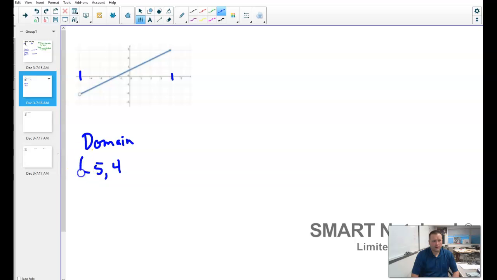This one has an open dot on it, so I'm going parentheses here. This one has a closed dot, so I'm going bracket there. That would be my interval notation. If I wrote it in inequality, again, you don't have to write it in both, just one or the other.